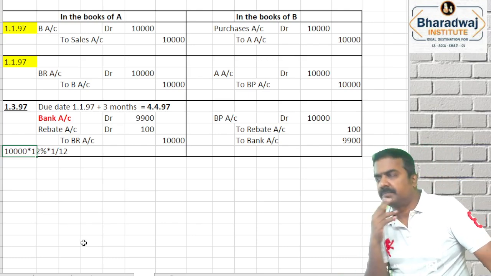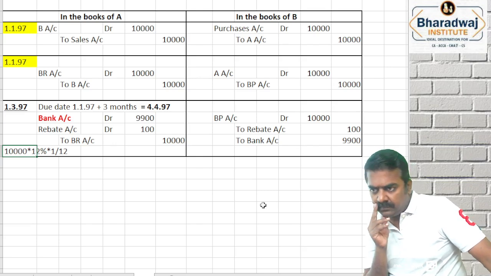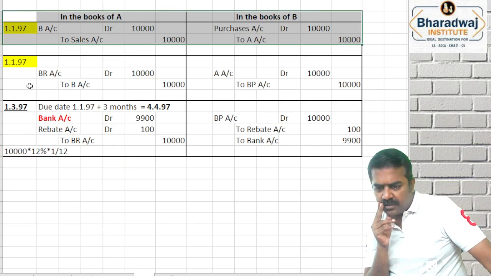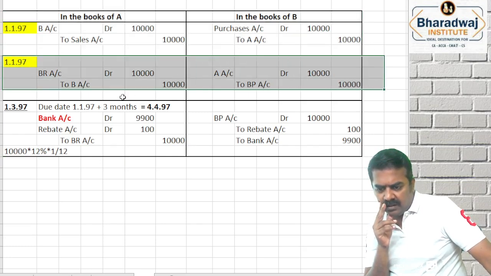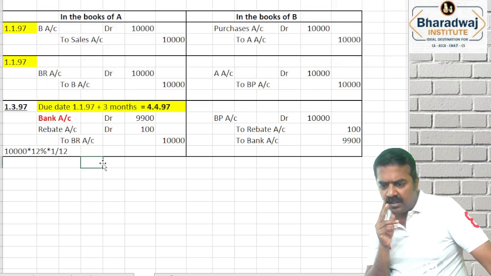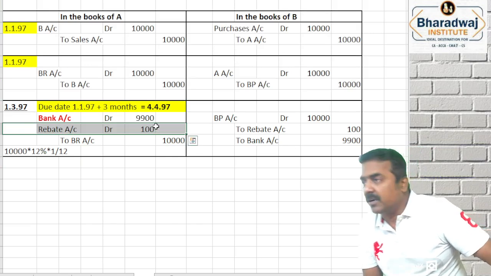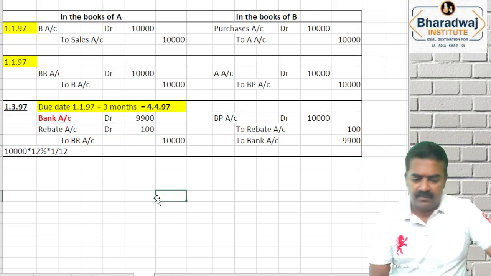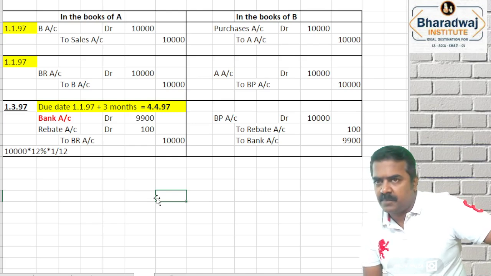Shall we? We sell the goods, we draw the bill. Since the money is paid one month early, we give a rebate for what? One month. Okay?